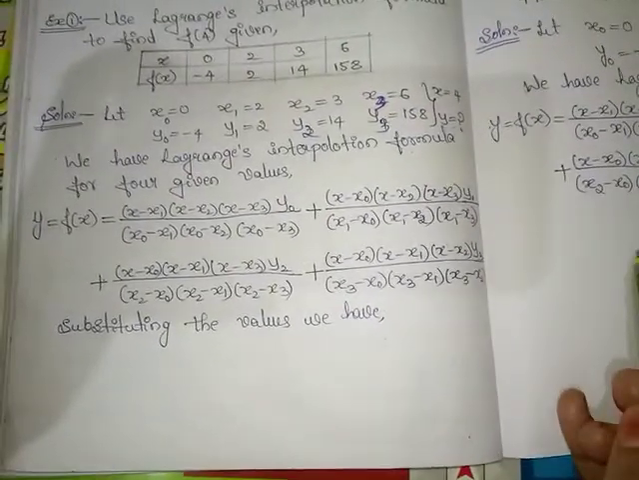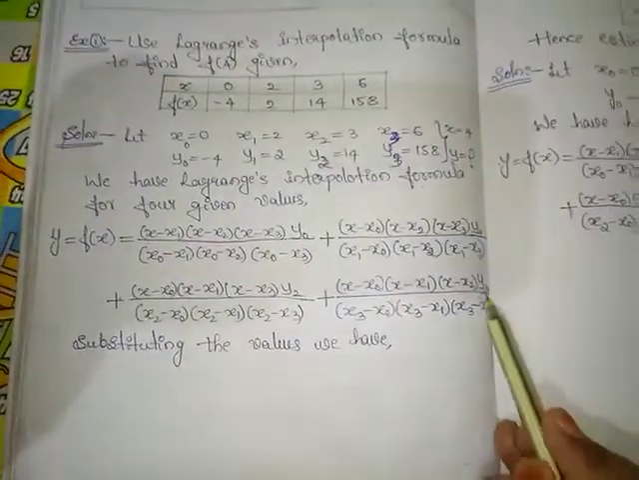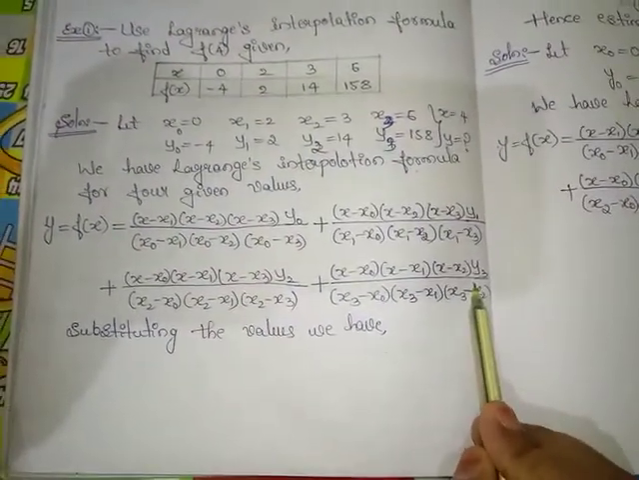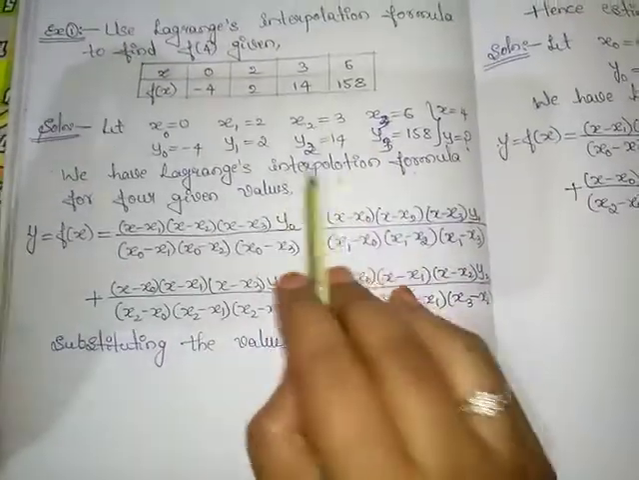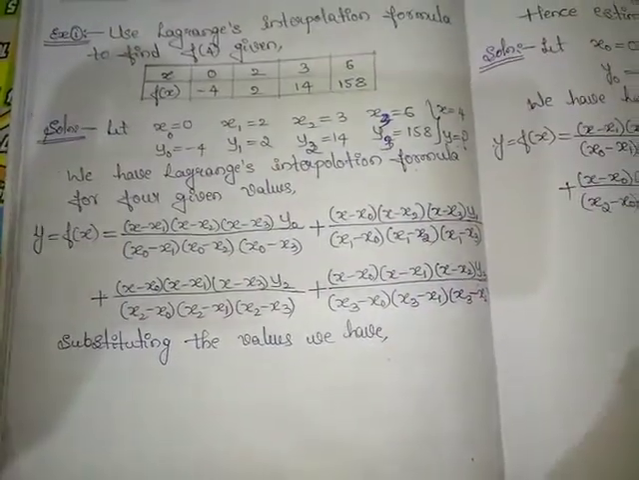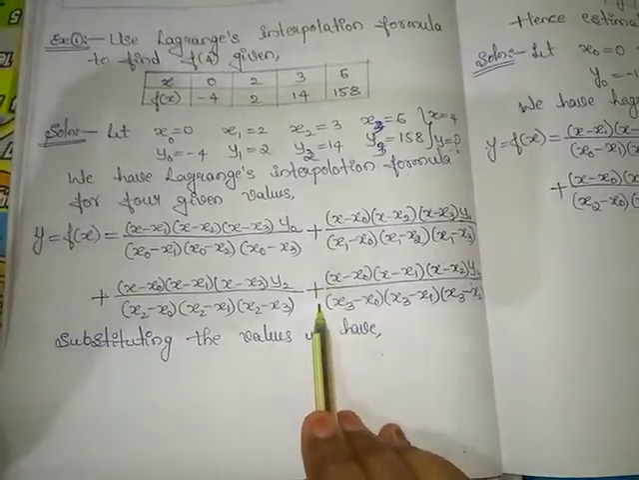The next term will be for y4. We don't have any value of y4 here, so just write up to the x3, y3 terms. You have to write your formula according to the given values of x and y. Now substitute the values in this formula.